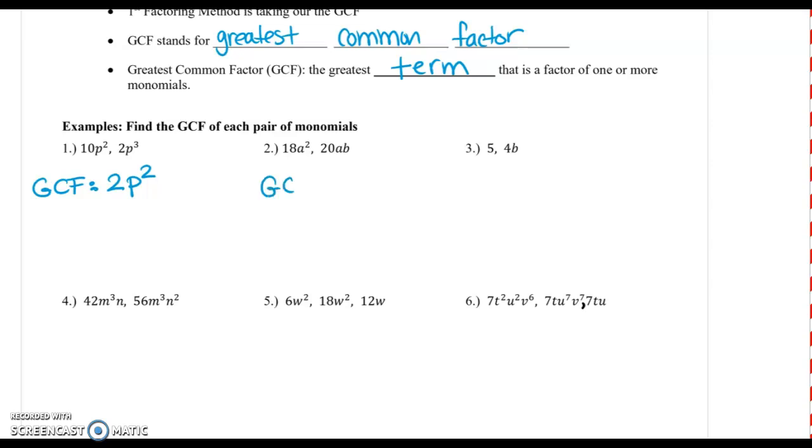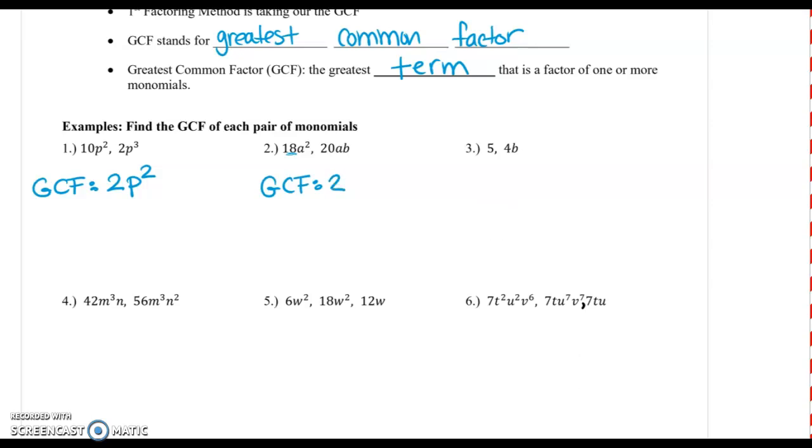Same thing here for number 2. If we look at our numbers first, we have 18 and 20. You can always start with the smaller number. And we know that our factors are 1 and 18, 2 and 9. 9 doesn't go into 20. 3 and 6. 3 and 6 don't go into 20. So our GCF is going to be 2.